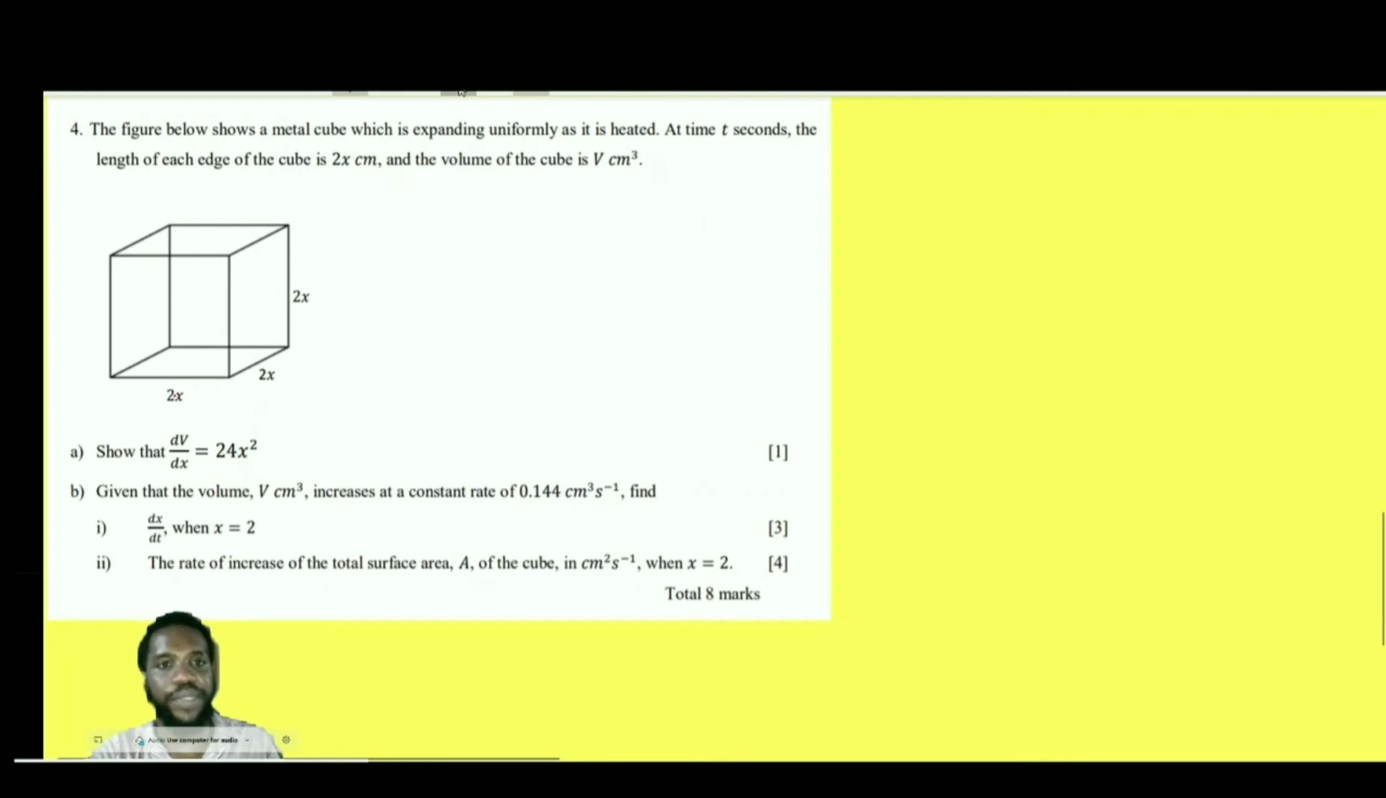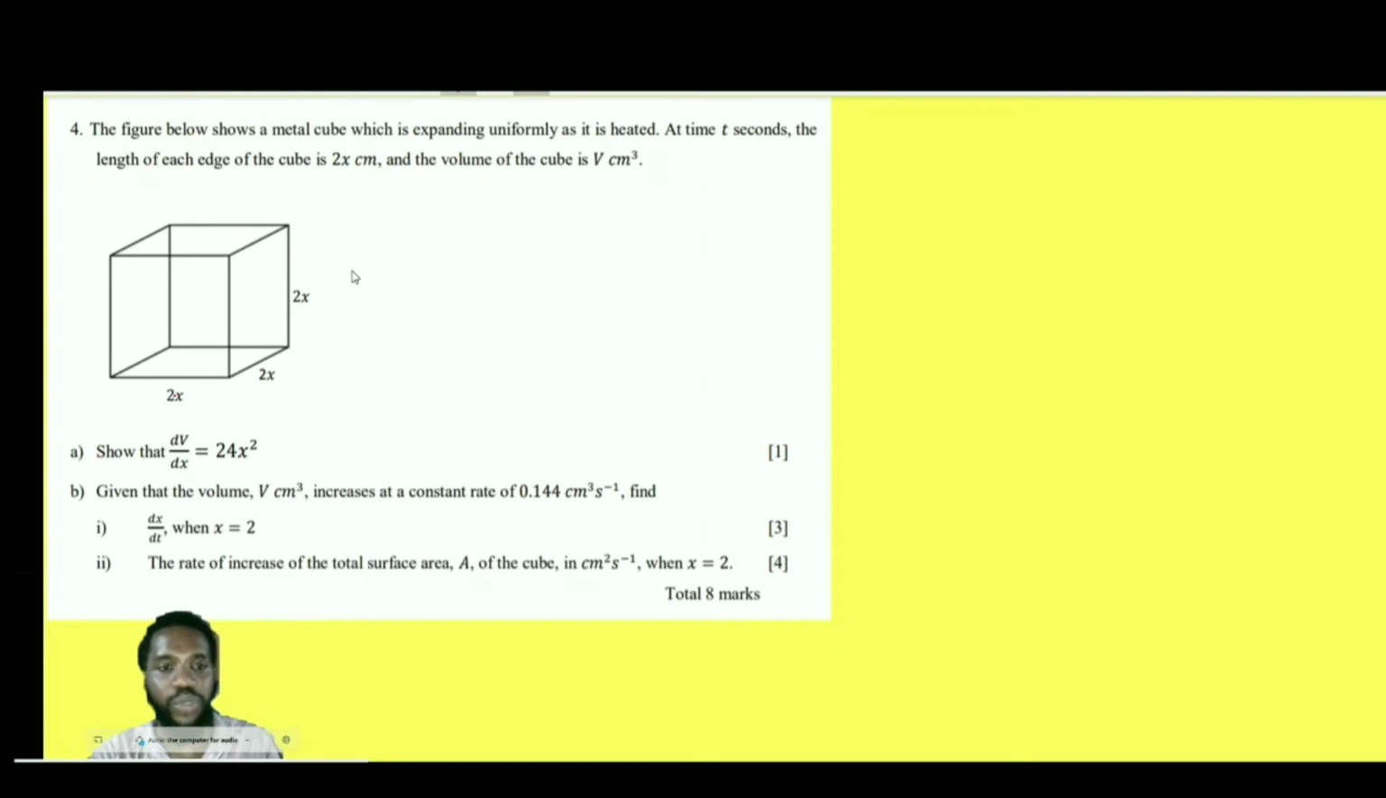Alright, we now move on to question 4 in my sample internal assessment of Pure 1 calculus module. It says the figure below shows a metallic cube which is expanding uniformly as it is heated. At time t seconds, the length of each side of the cube is 2x centimeters and the volume is V cubic centimeters. Now, let's start. They say show that the differential of the volume with respect to the length of a side is 24x squared.